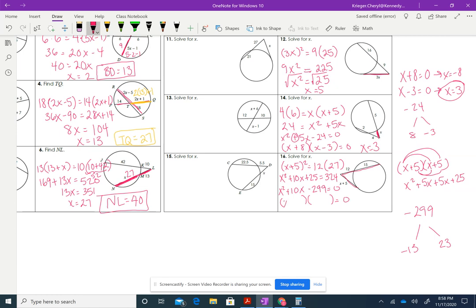Okay, so x minus 13 and x plus 23 equals 0. That gives me x equals 13, x equals negative 23. Okay, and I'm solving for x. So I can't have a negative distance. The same thing applies here. X is 13. And we're done.